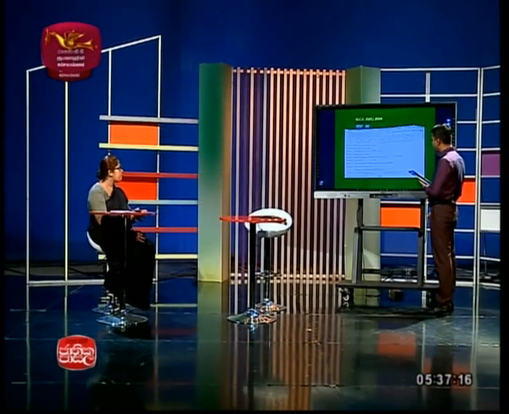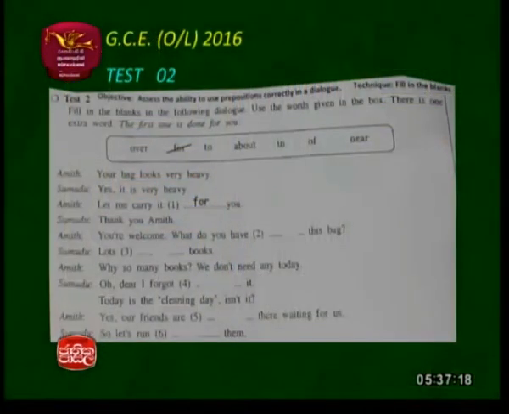You are welcome. What do you have in this bag? Lots of books. Why so many books? We don't need any today. Oh dear, I forgot about it. Today is the cleaning day, isn't it? Yes. Our friends are over there waiting for us.